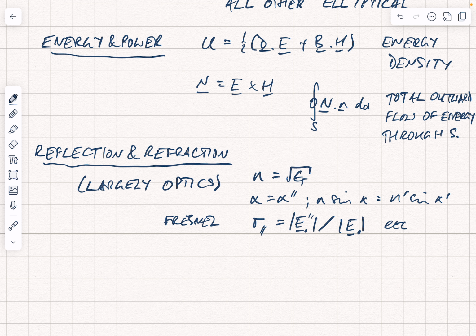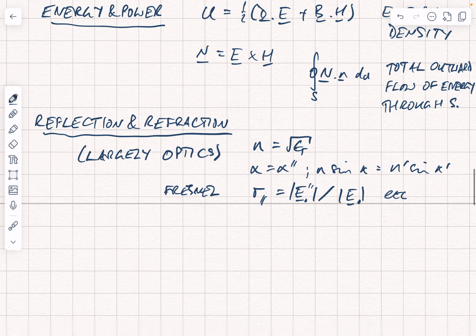The only thing you have to remember is that they are defined in terms of the plane of incidence, which is the plane containing the wave vectors.